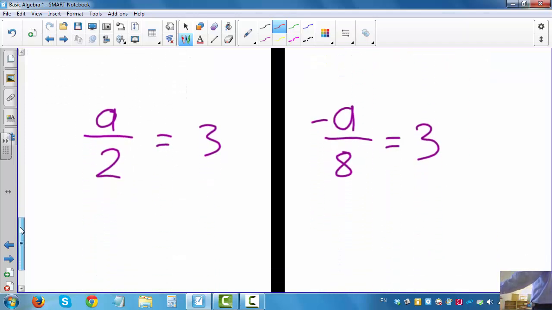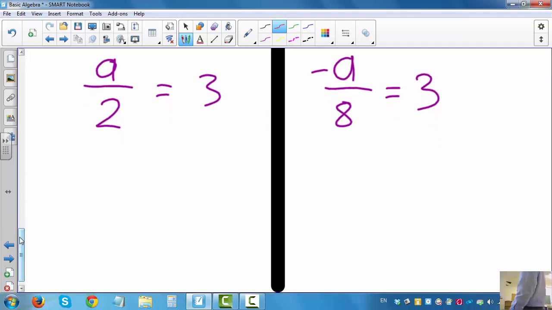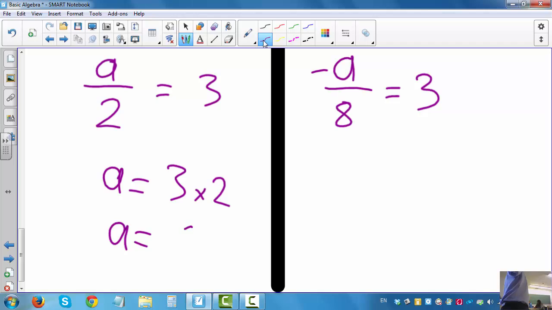So the last one here, what mathematical operation am I looking at? Does this look like an addition, subtraction, multiplication? This is a division. So therefore, A equals 3. Without touching A and 3, what am I going to do with the 2? I will multiply, and the answer is 6.